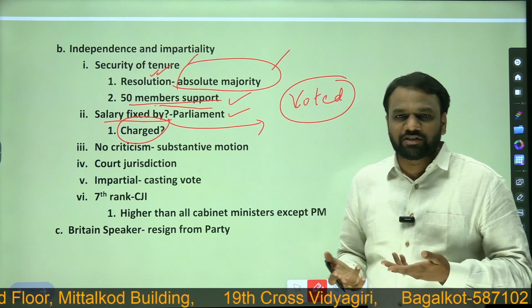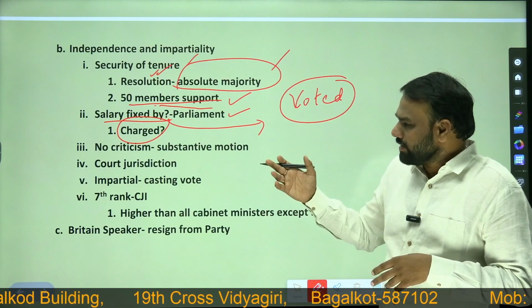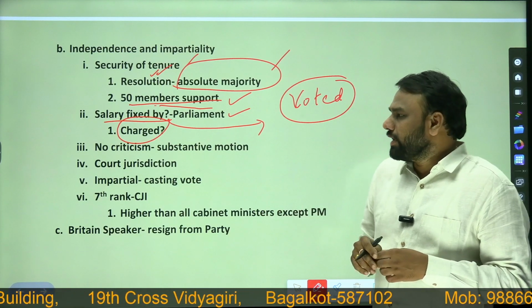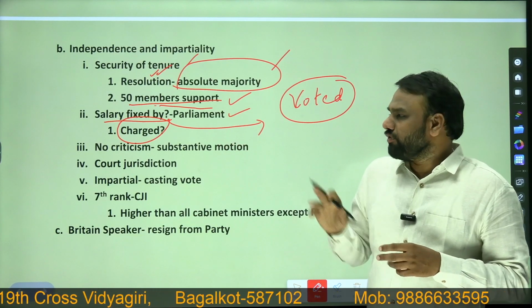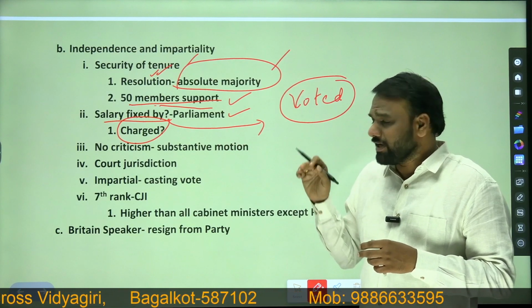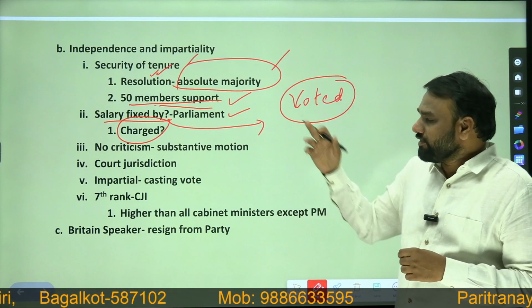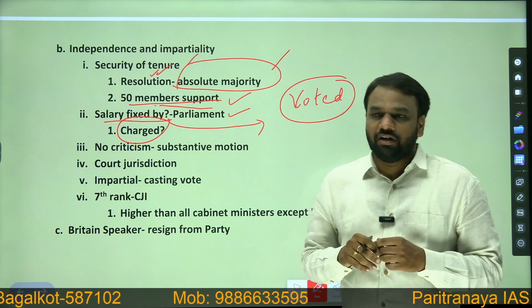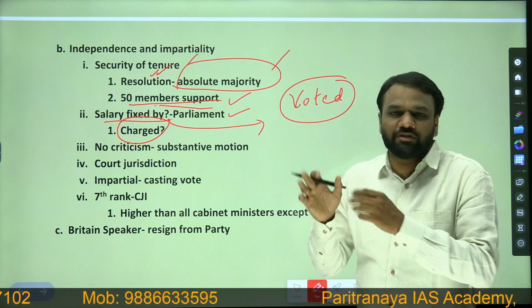For example, the salary of the President, the judges of the Supreme Court, and similarly the salary of the speaker. So for giving the salary of a speaker, we need not take the Lok Sabha's permission. Such kind of expenditure we call charged expenditure. So even charged expenditure ensures the independence and impartiality of the speaker.